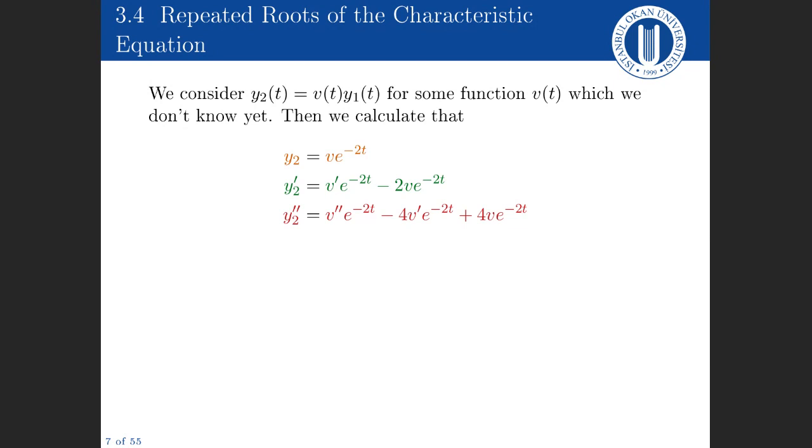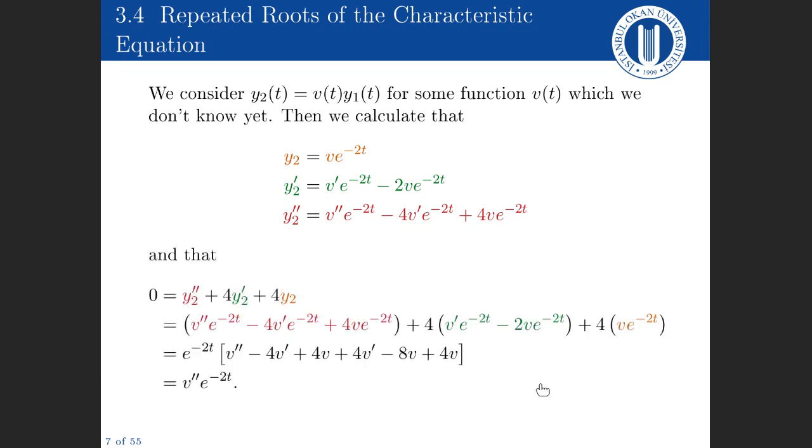We need two derivatives of this. We can calculate this using the product rule. y2 prime must be v prime e to the power minus 2t minus 2v e to the minus 2t. And then differentiate again using the product rule. v double prime e to the minus 2t. Differentiate the e to the minus 2t, we get a minus 2 in the front. That's the same as what we would get from differentiating the v in the second term, so we end up with minus 4. And then in the second term, differentiate e to the power minus 2t, we get another factor of minus 2, that becomes plus 4v e to the power minus 2t.